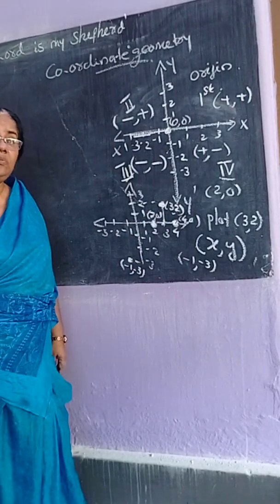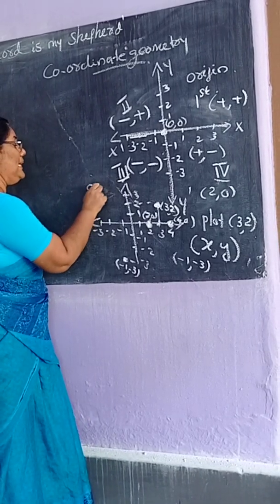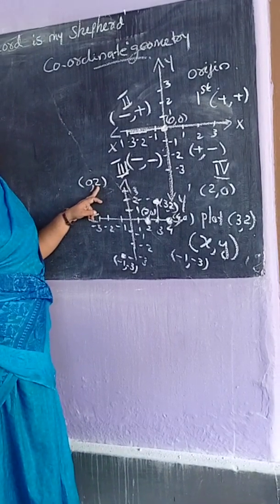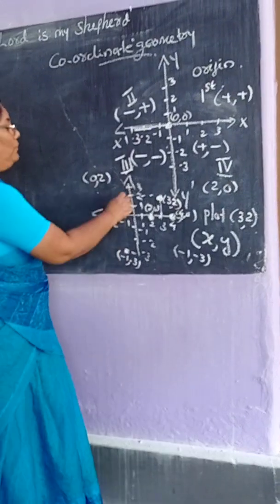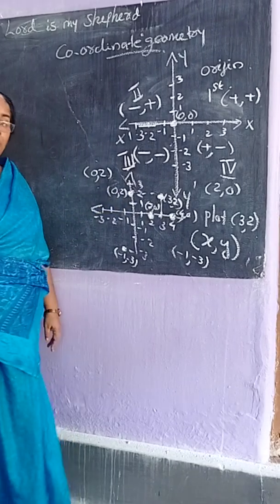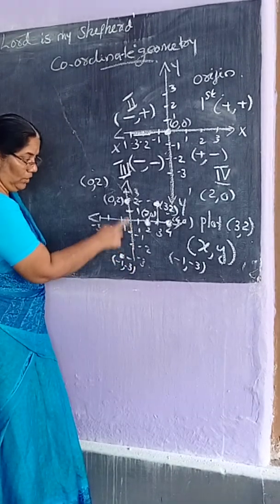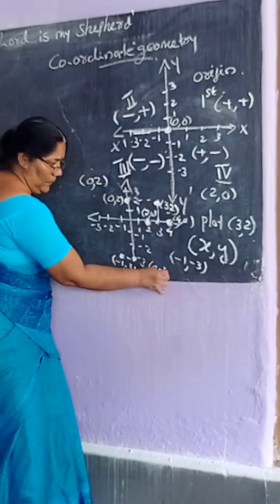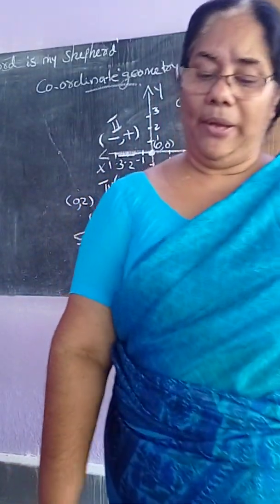And my question is 0, 2. Where do you mark 0, 2? X is 0, y is 2. Along the y-axis, x is 0. Therefore, 0, 2 is this point. Where do you mark 0, minus 3? Along the y-axis, x is 0. 0, minus 3. This is the way we plot the points.